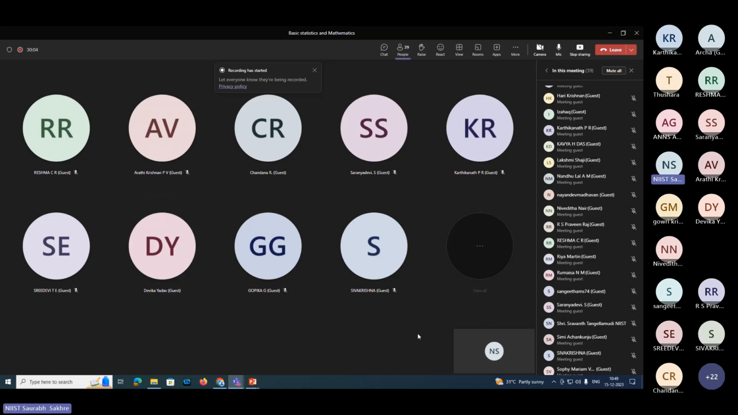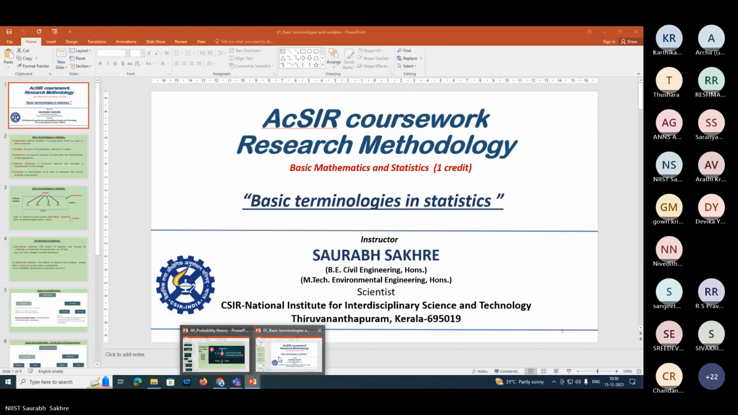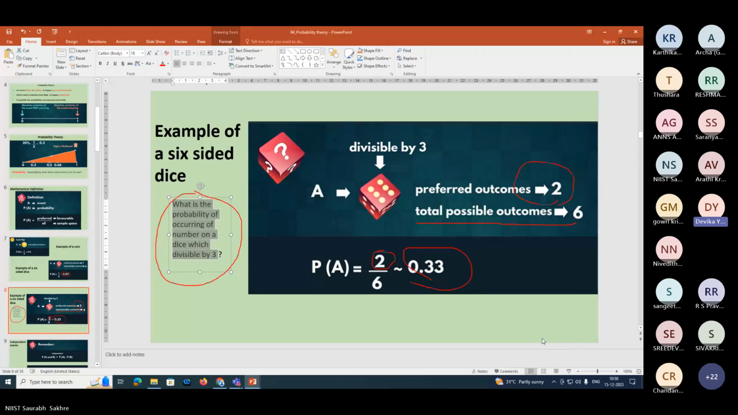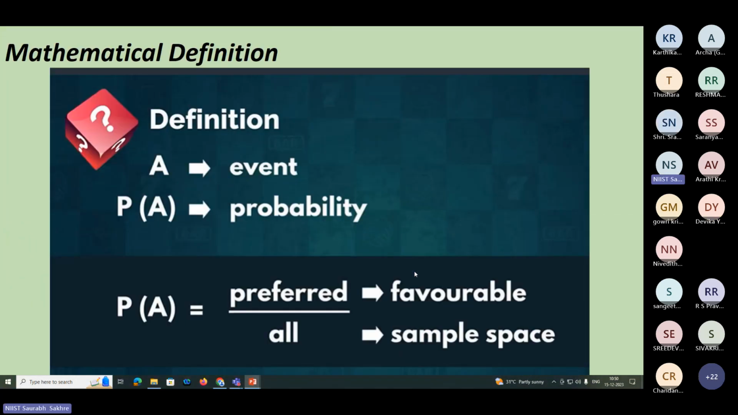So probability is basically, as I told you, favorable outcomes divided by the total number of outcomes. It is the formula for probability. 1 by 2 and all are afterwards things. Okay, so favorable outcomes divided by possible outcomes. Yes, preferred by all. A is the event. You can see on the screen. P of A is the probability, preferred by all.